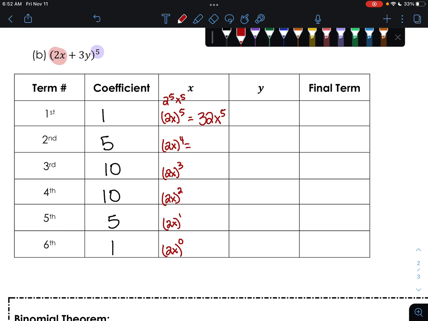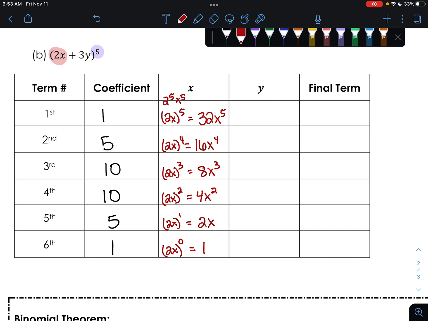Then 2 to the 4th power, you can do the same thing. That would be 16 x to the 4th. 2 to the 3rd is 8 x to the 3rd. 2 squared is 4 x squared. And 2 to the 1st is 2x. And 2x to the 0 is 1.